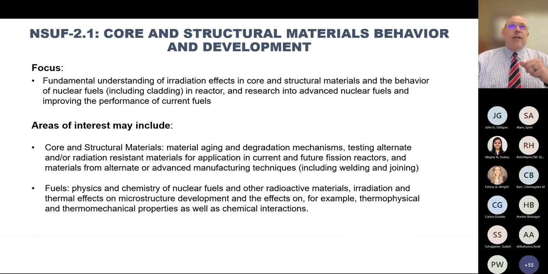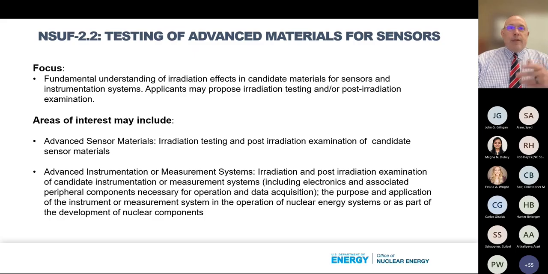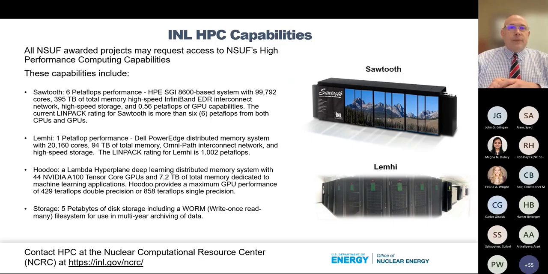Okay, so this, like I said, looks like 1.1. The next one, please. Thank you. And this one also looks like 2.2. So you can look at the draft topic areas, and then of course reference the actual FOA when it comes out to make sure that the areas are still the same. Next one, please.